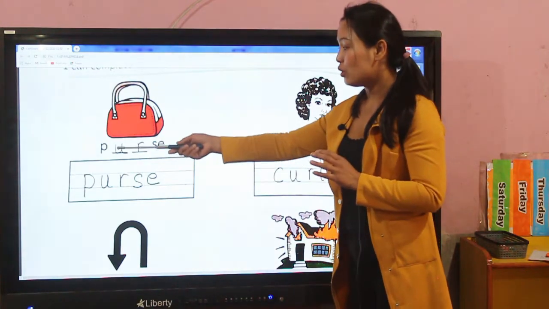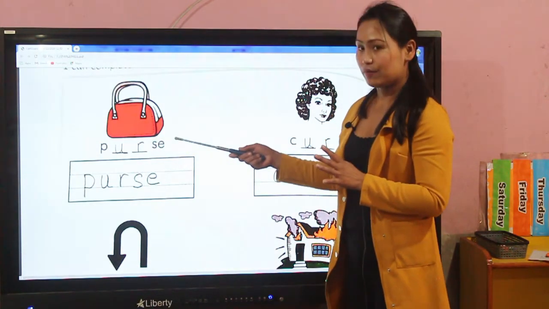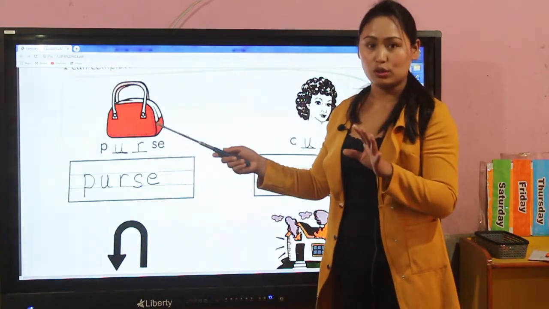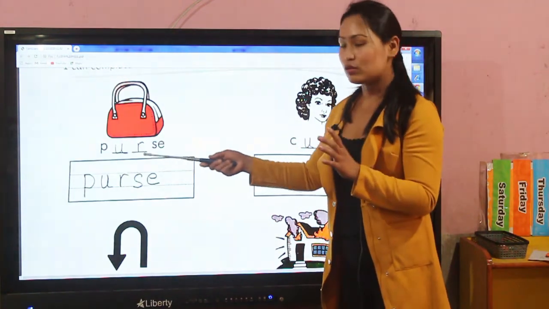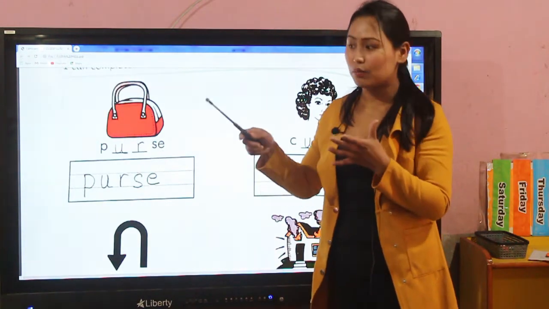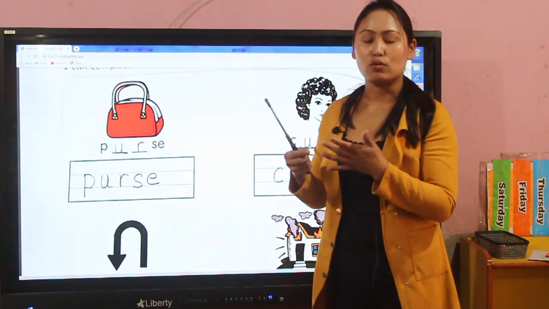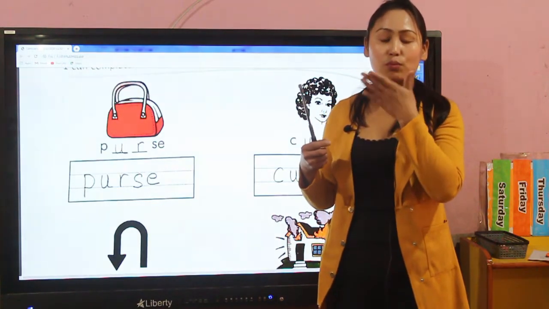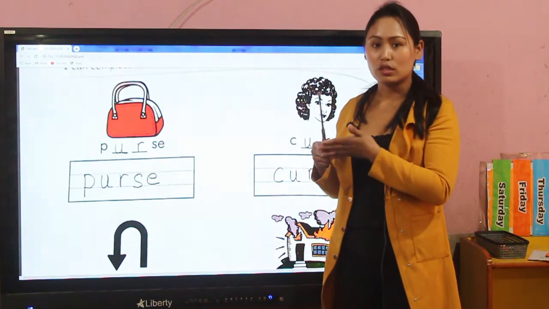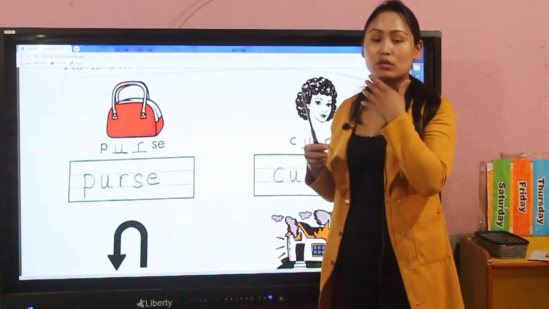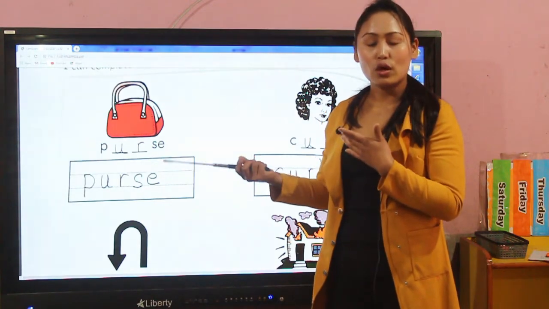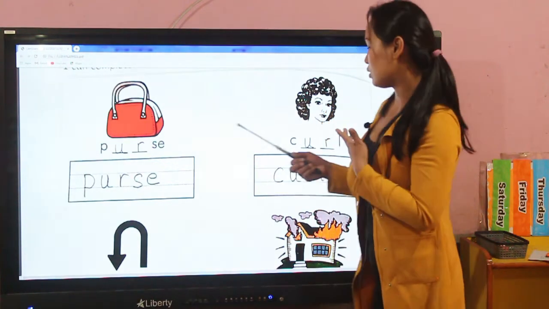I have written UR because this is the UR activity, so you have to write UR yourself. And you also need to pronounce. It's not only writing; the more you write, keep pronouncing and speaking too. The more you speak and write, the clearer your concept and sounds become. Purse. The UR sound is "a".